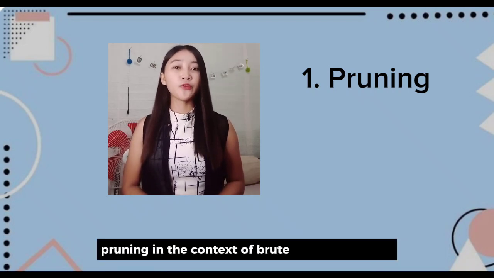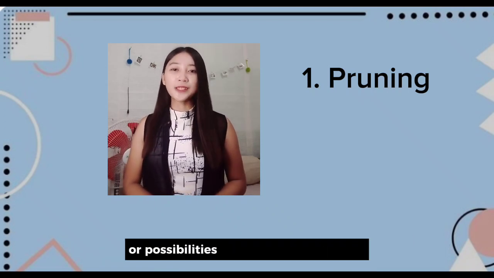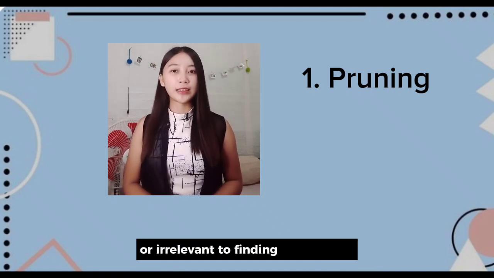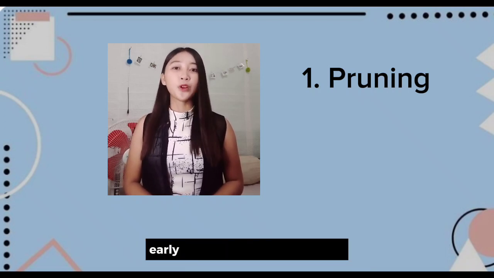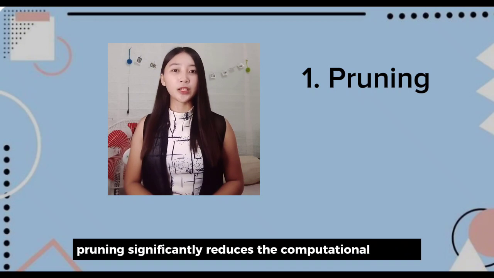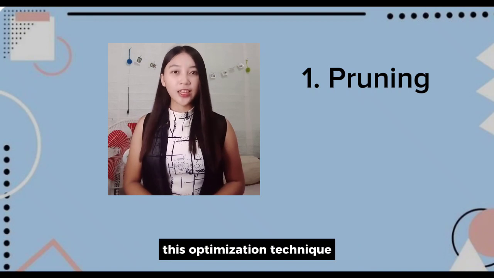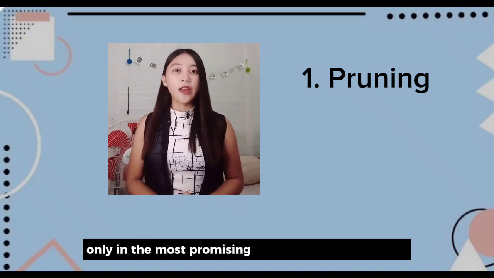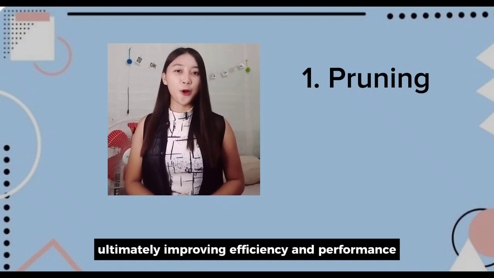Pruning in the context of brute force algorithms involves strategically discarding certain branches or possibilities within the search space that are deemed unnecessary or irrelevant to finding the solution. By identifying and eliminating these unproductive paths during execution, pruning significantly reduces the computational burden and accelerates the search process. This optimization technique ensures that the algorithm focuses its resources only on the most promising areas of the search space, ultimately improving efficiency and performance.